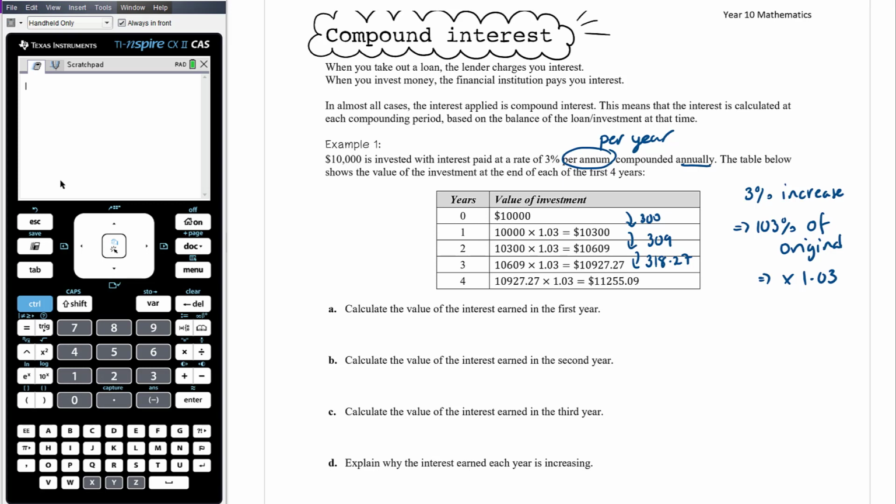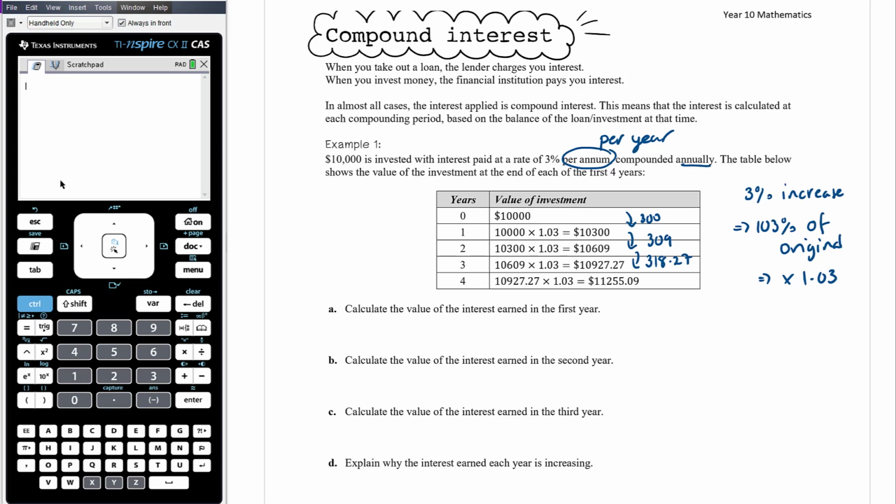So the whole idea of compound interest is that it's going to increase at a more and more rapid rate, and we're going to see, if we were to plot it as a graph, that exponential growth happening. All right, so each year we're multiplying by 1.03.